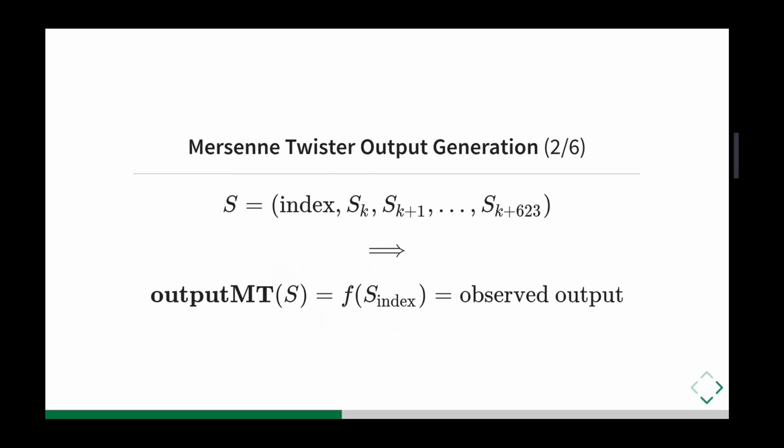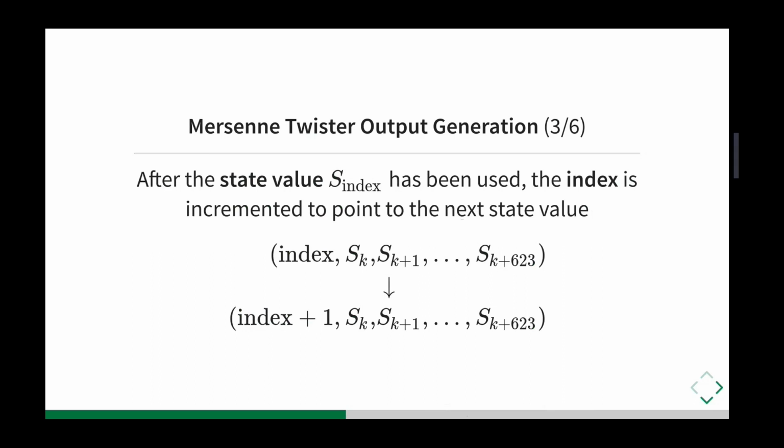Once again, not showing you the details, but we have 3 functions so far. After the state value has been used to produce the output, of course, the index is incremented because it has to say, okay, I've used this index. I need to use the next one. So here the state values do not change. The only thing that changes is the index. It gets incremented by 1. So this is the output generation. In the state update, all the state values change. In the output generation, they never change, only the index.